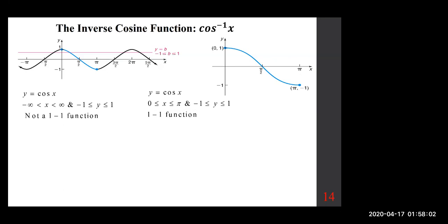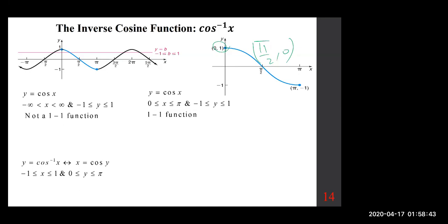All right. So, having said that, let's see what happens next. Now that we have the restriction, look at this pair. 0, 1 becomes 1, 0. Pi over 2, 0. You don't have to write the rest of them, but you get the idea: 0, 1 becomes 1, 0. Pi over 2, 0 becomes 0, pi over 2. Pi, negative 1 becomes negative 1, pi. And we have the inverse.